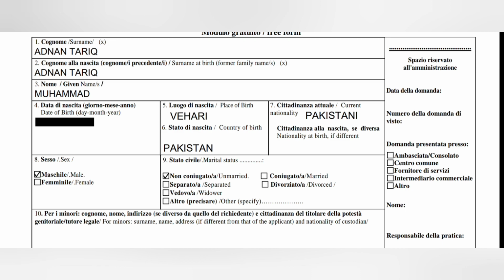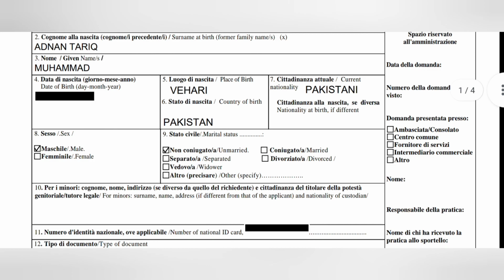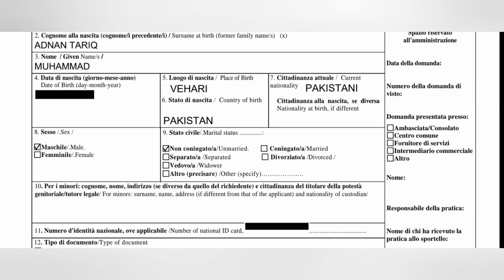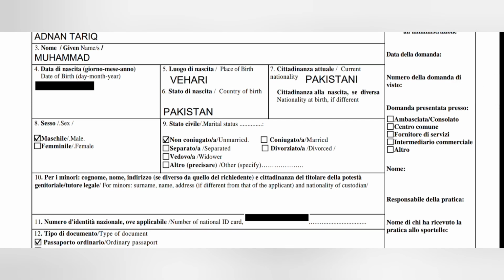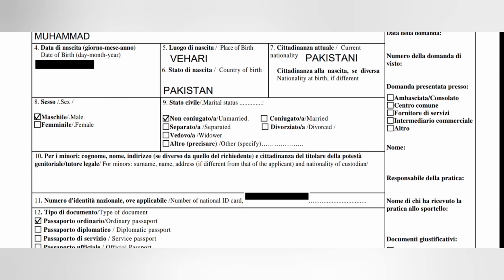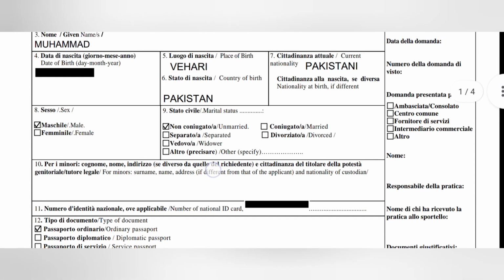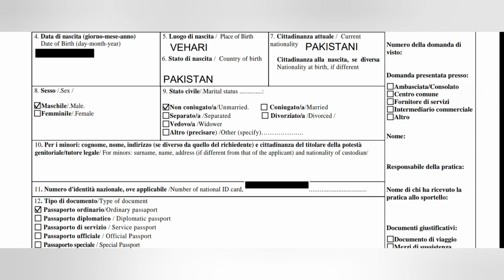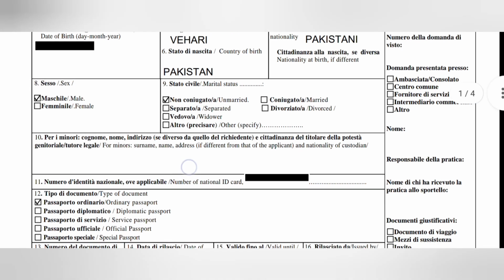Then, first name, given name, Muhammad. Like the way it is written in your birth certificate, B-form, ID card, passport, you have to write it the same way. So then number four is the date of birth. Your date of birth. He has hidden it and he has complete right of doing it. Then the place of birth, right, your town. Country of birth, Pakistan.